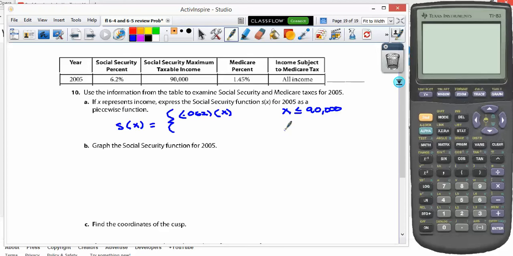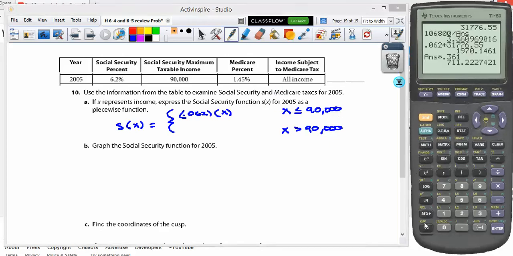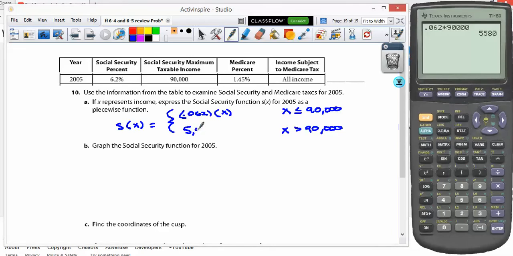And then for any amounts greater than 90,000, we stop at 90,000, right? We stop at 90,000. So 6.2% is 0.062 times 90,000, which is 5,580. So that's the max tax no matter how much money you make over 90,000. When you hit 90,000, bam, you stop right at 5,580.